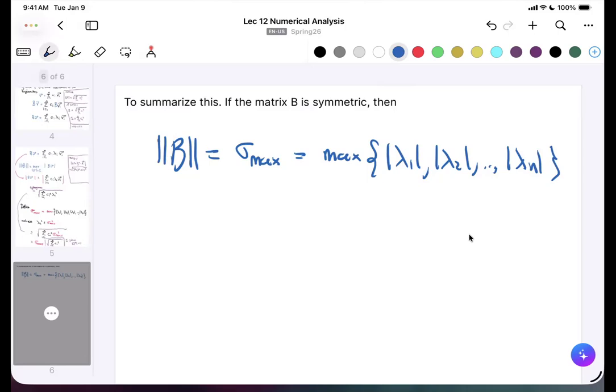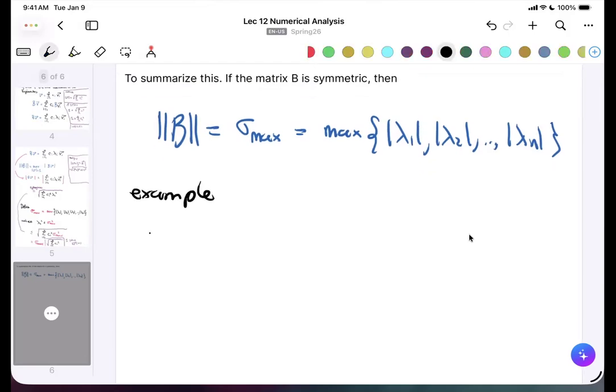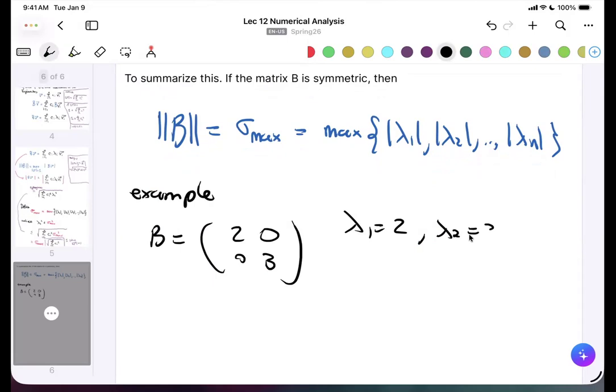An easy example to make it more concrete, a super dumb example because it's a diagonal matrix: the matrix 2, 0, 0, 3. The matrix is symmetric and diagonal, so the eigenvalues are just the diagonal entries. Here lambda 1 is 2, lambda 2 is 3, and then this sigma max would be 3.